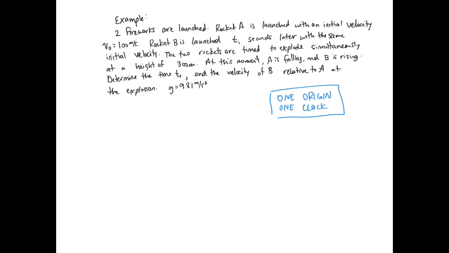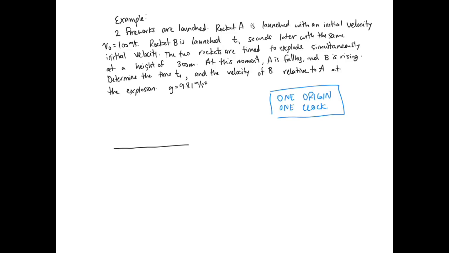The two rockets are timed to explode simultaneously at a height of 300 meters. At this moment, A is falling and B is rising. Determine the time t1 and the velocity of B relative to A at the explosion. So let's draw our picture. I'm going to set the origin at the ground.